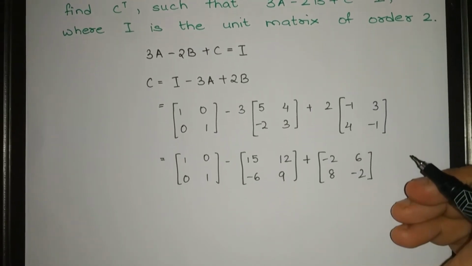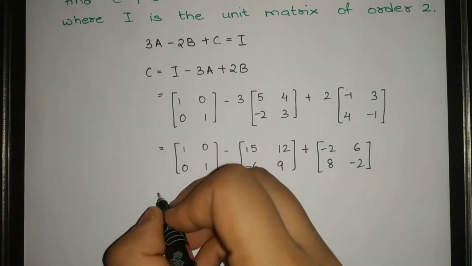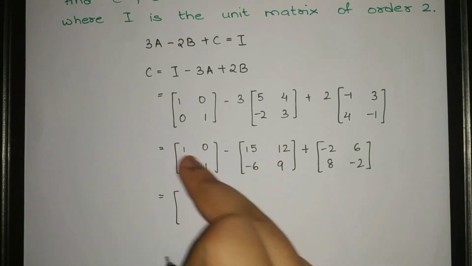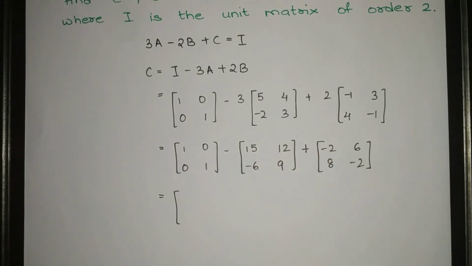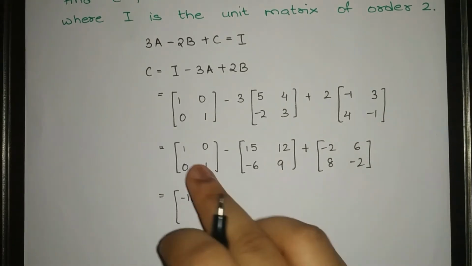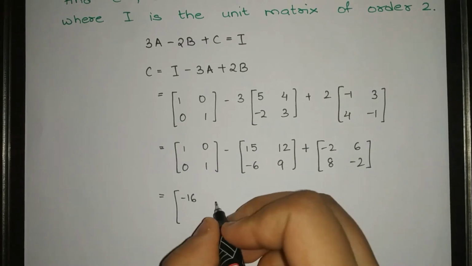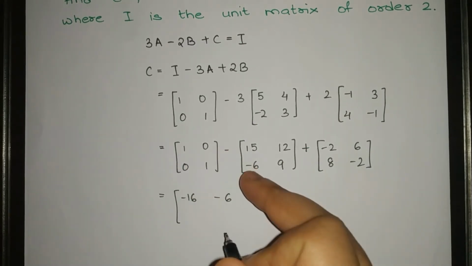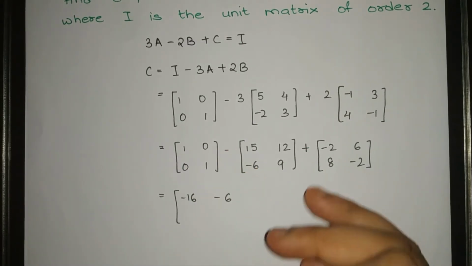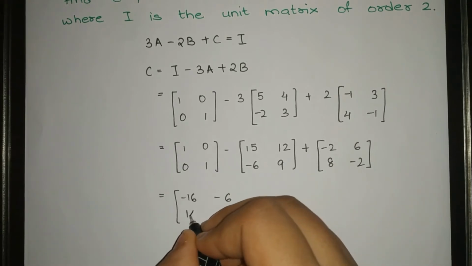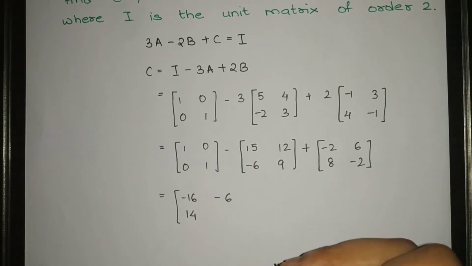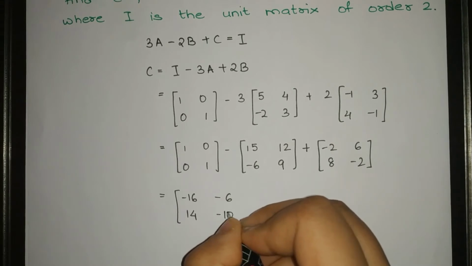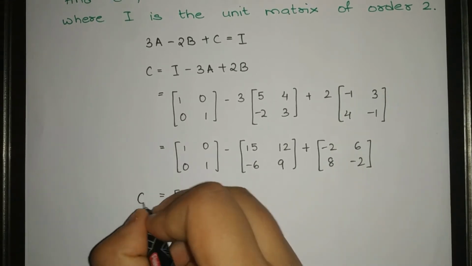Okay, now let us combine everything. So in that case we get 1 minus 15 minus 2. So that is 1 minus 17, which is equal to minus 16. 0 minus 12 plus 6, which is minus 6. Next, 0 minus minus 6, मतलब plus 6 plus 8 हो जाएगा, that is 14. And lastly this is 1 minus 9 minus 2, which is going to be equal to 1 minus 11, which is minus 10. This is the value for C.